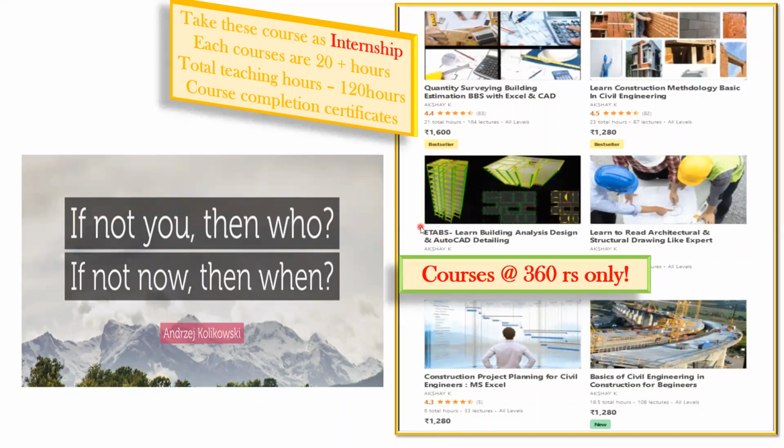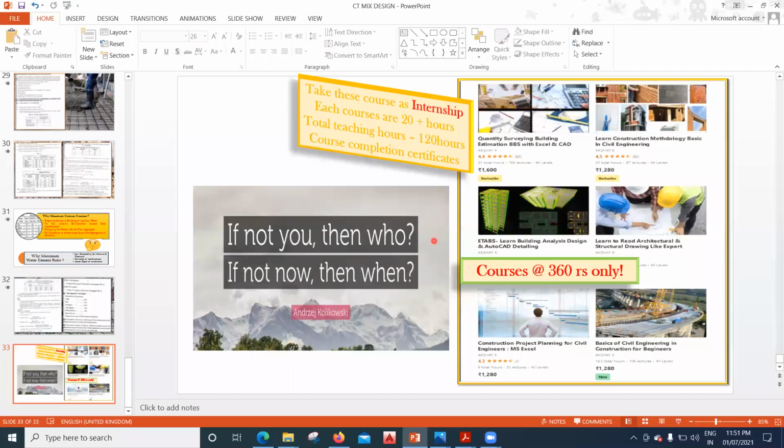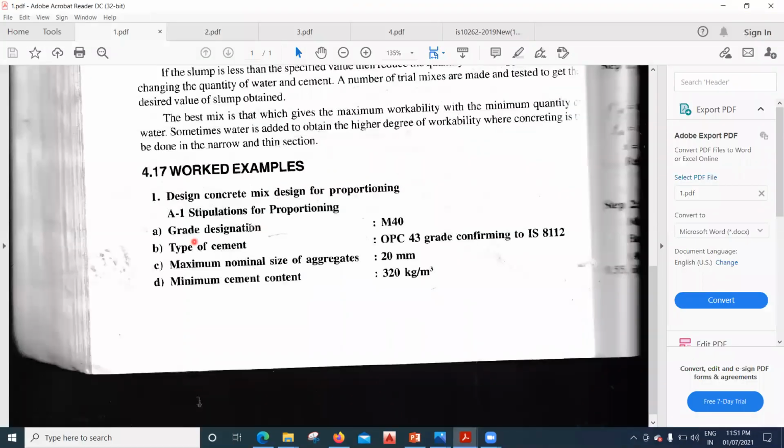Hello learners. In this lecture, we will try to solve the problem on the mix design. So we'll start like this. This is the question that is given to us. The grade is already given. We need to make use of M40 grade. That is, M40 grade of concrete we need to prepare.